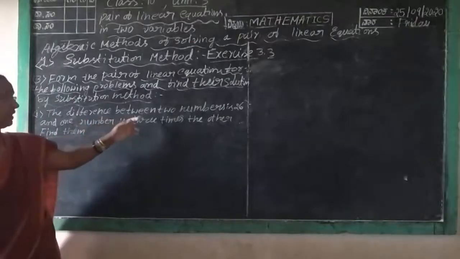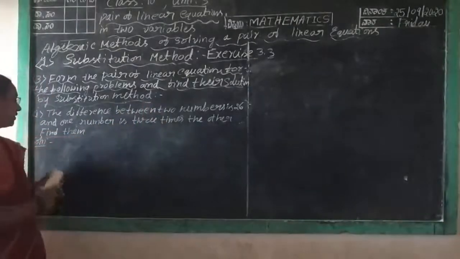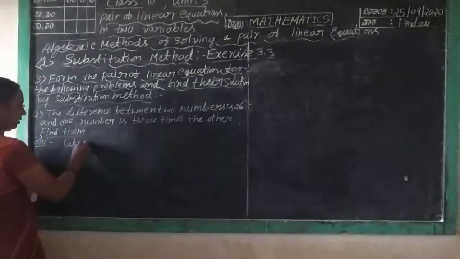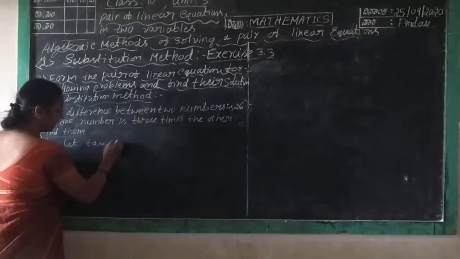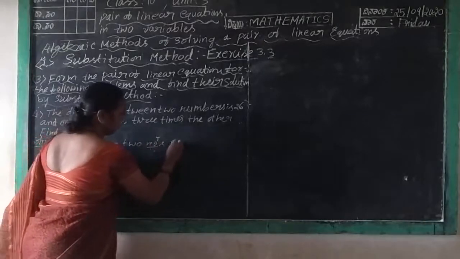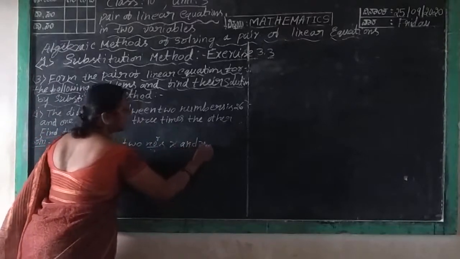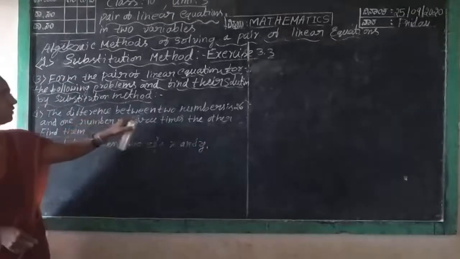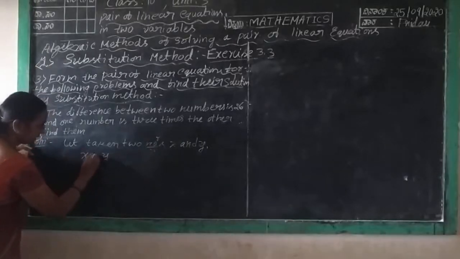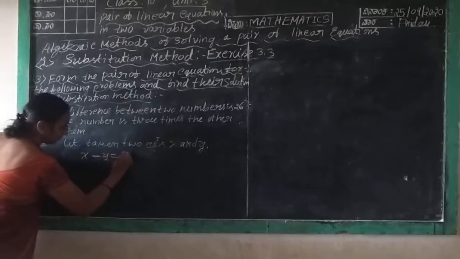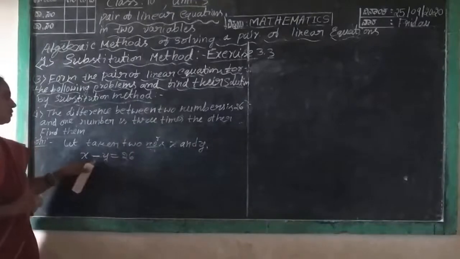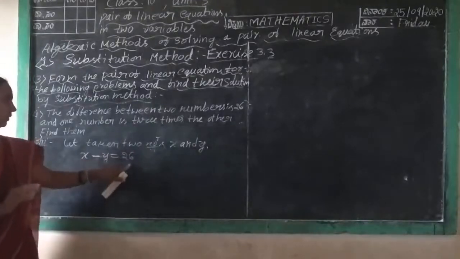Let us take the two numbers as x and y. The first statement says the difference between the two numbers is 26. X and y are the two numbers, and their difference is 26. This statement will give one equation.